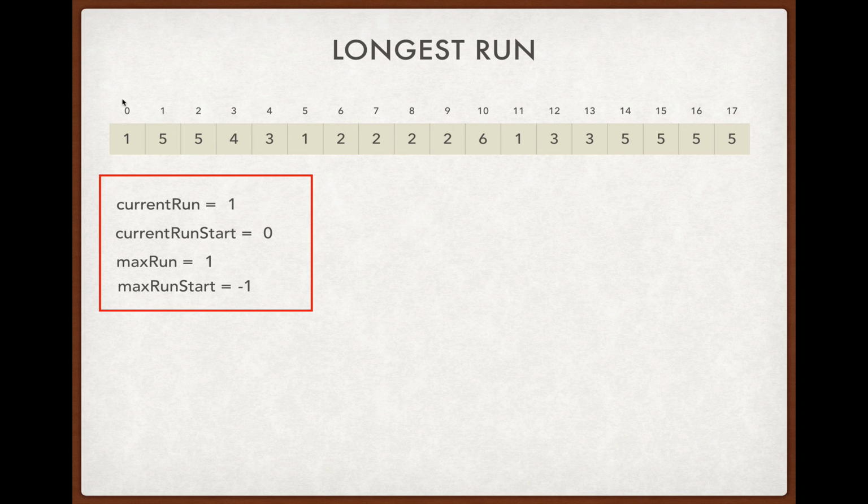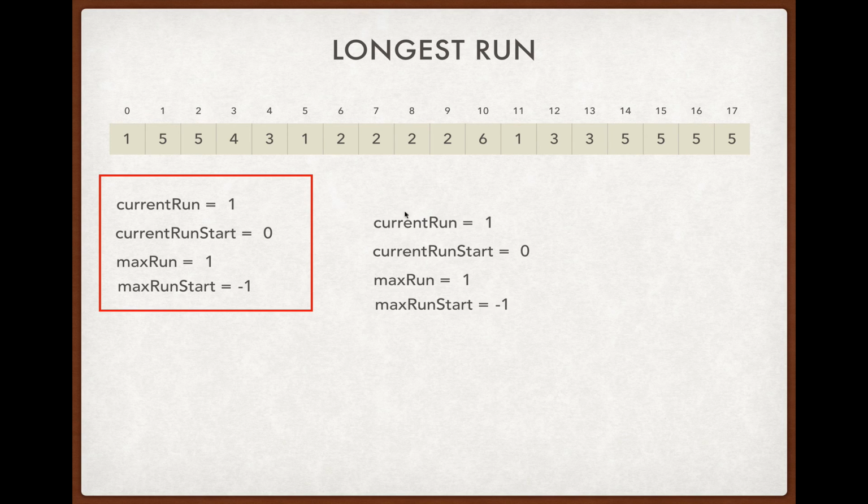My current run start, I'm going to start at 0 because that's where I am starting. Then I'm going to set my max run to 1, and then my max run start to -1. I do that -1 because the prompt says if there is no run, like if all these numbers, I don't have a pair anywhere, if there is no run, to return -1. So that's why I'm starting at -1 there.